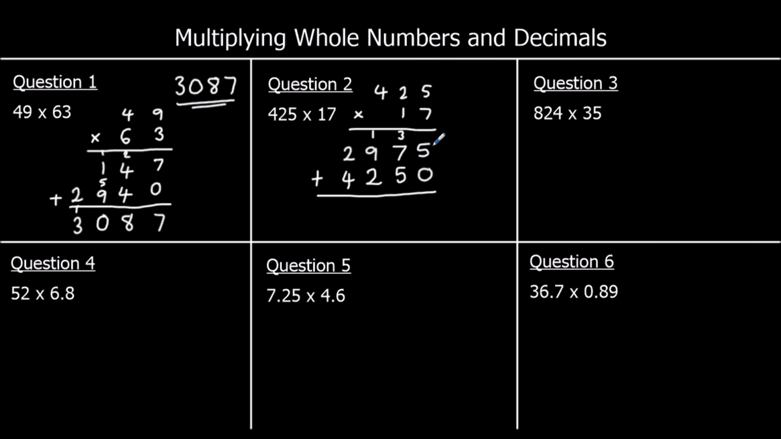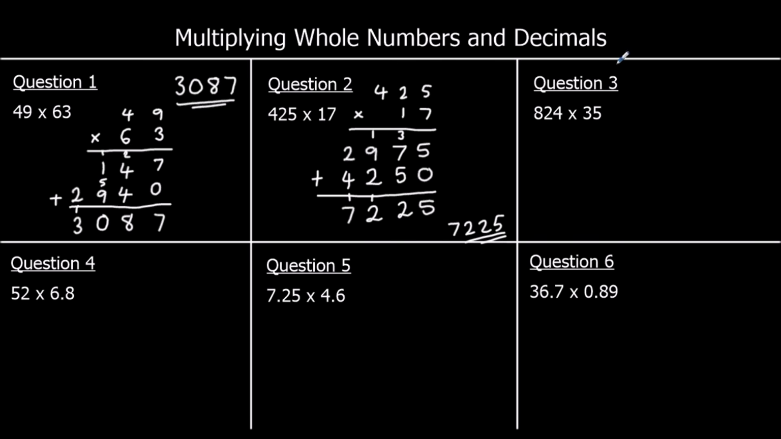Start with the ones. So 5 plus 0 is 5. In the tens, 7 plus 5 is 12. So we'll put the 2 in the tens, carry the 1 over. We've got 9 plus 2 plus 1, which is 12 again. So 2 in the hundreds, carry 1 over to the thousands. And I've got 2 plus 4 plus 1, which is 7. So we've got 7,225.